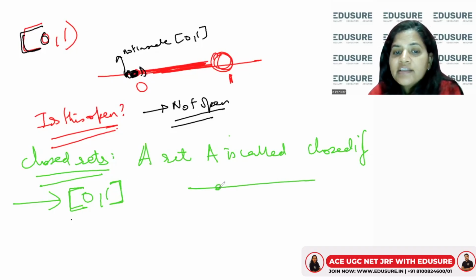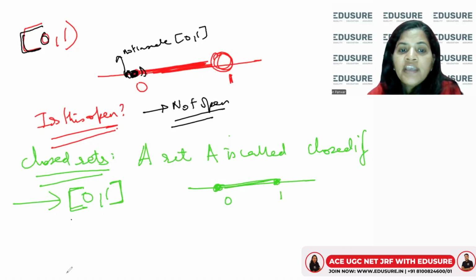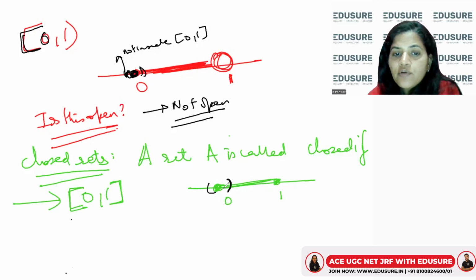How? Because you can see that this is 0, this is 1. If I take any neighborhood of 0, any interval containing 0, there will be some portion which is outside the set. Similarly, with 1, there will be some portion which is outside the set. So this is not open.